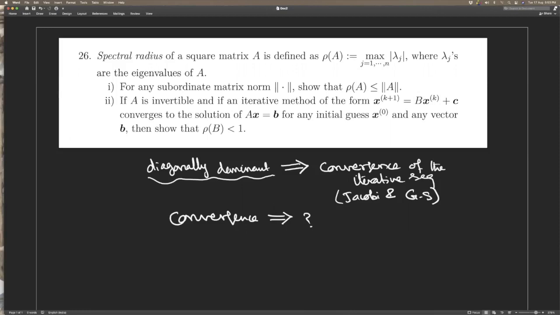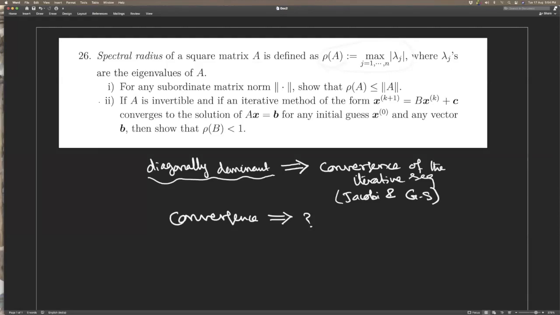So we need a stronger condition to ensure an if and only if condition, and that comes from the spectral radius. There is an exercise problem in our lecture notes, problem number 26, and this problem is about the spectral radius. Let us try to understand this problem. First, let us see what is meant by the spectral radius of a matrix. The spectral radius of a matrix A is defined by this formula, which is the maximum of the modulus of the eigenvalues of the matrix, and it is denoted by rho(A).